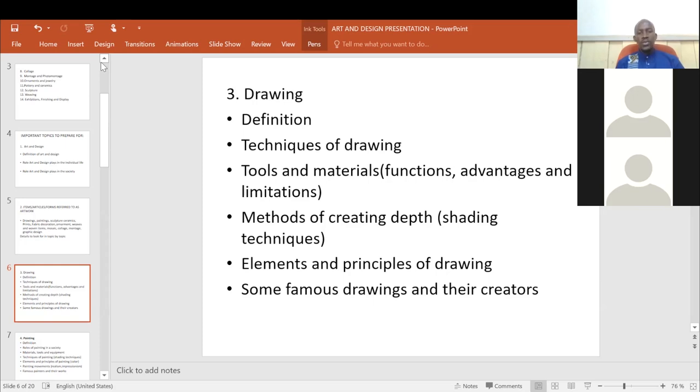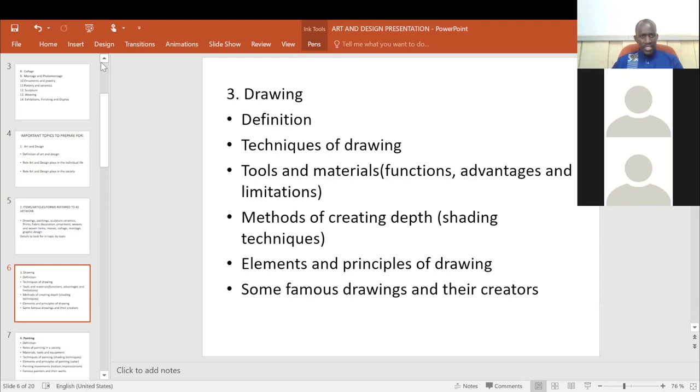Other than being able to identify the drawing practically, they must be able to explain what qualifies an art form to be a drawing. Away from the definition, the learner must talk about the techniques of drawing. What are some of the techniques used in drawing? To create marks, you can either scratch, you can draw. Those are some of the techniques of creating a drawing.